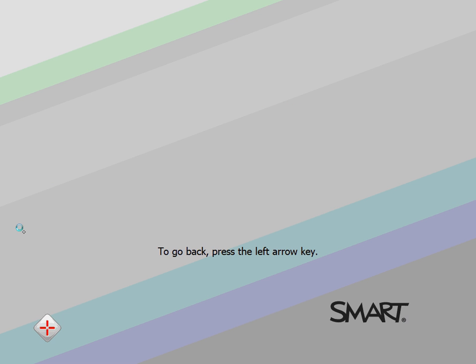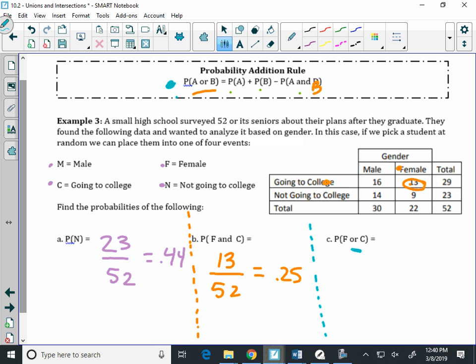So let's write it down in relation to this particular scenario. Okay. So probability of or is equal to the probability of the first thing, and the first thing they gave us was female, plus the probability of the second thing, which is going to college, minus the probability of both female and going to college. Again, you will have to use that formula. You just have to know how to use it. Okay? And I just think first plus second minus both. First plus second minus both.